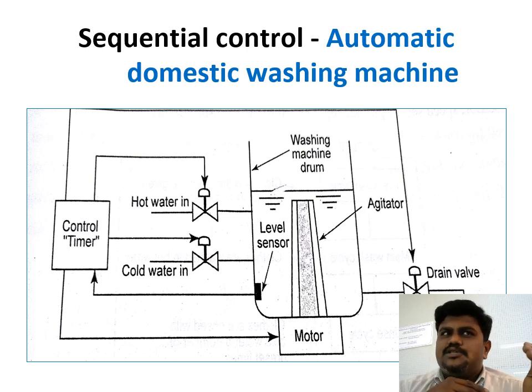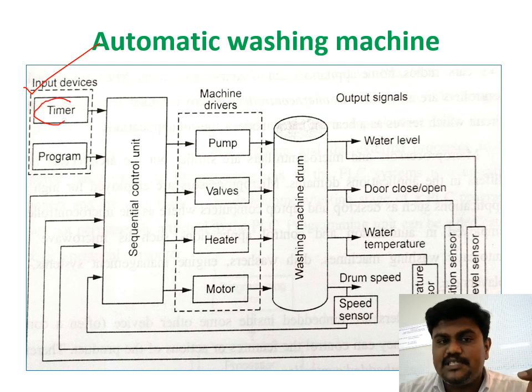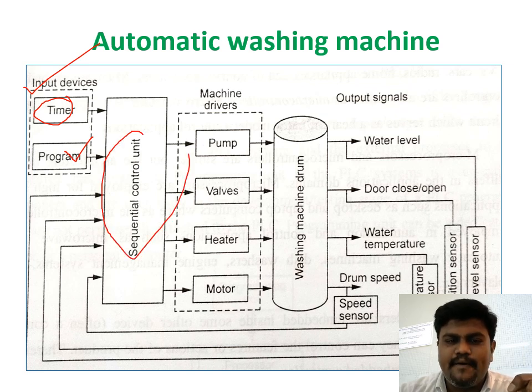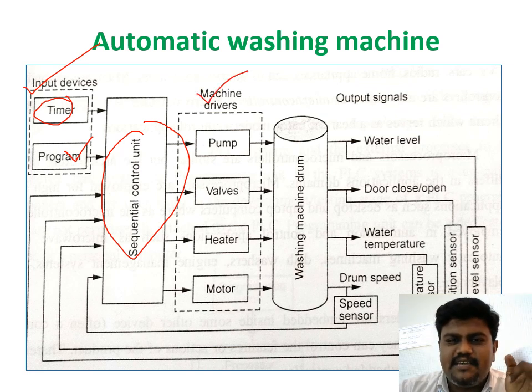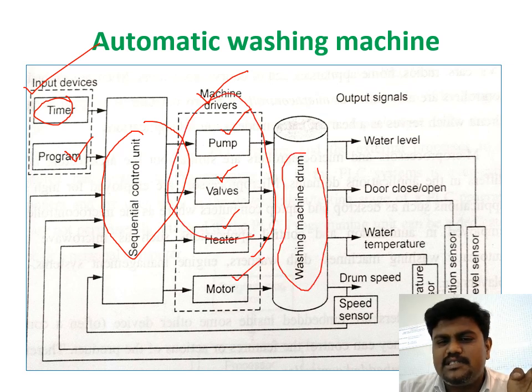Not only that control, it should also have control over the sequence. What are the sequences to be taken care of? Let us look here. This is the input device, where we set our mode. The timer starts the moment you give that input, and based on that the program is set. This is the sequential control unit. So initially what happens, it activates the machine driver, it switches on the water pump, and once it is switched on, the heater is enabled, and the motor gets activated so that the washing machine drum is ready to rotate.